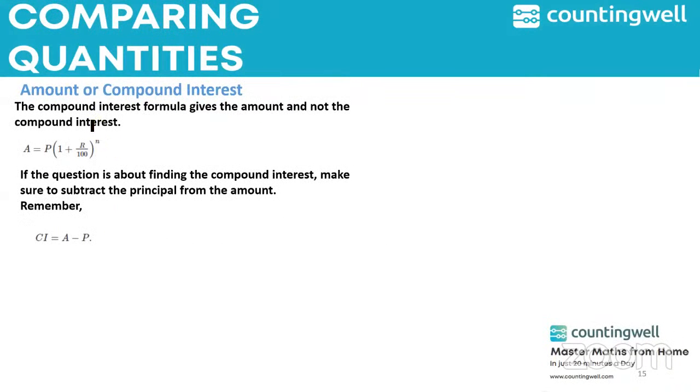Now the compound interest formula gives the amount and not the compound interest. So whenever you calculate the RHS, thinking that you are getting the compound interest, it is wrong. It is giving the amount, including the principal amount. So if the question is about finding the compound interest, make sure to subtract the principal from the amount. So to find the final answer, you always have to subtract the principal from the amount.